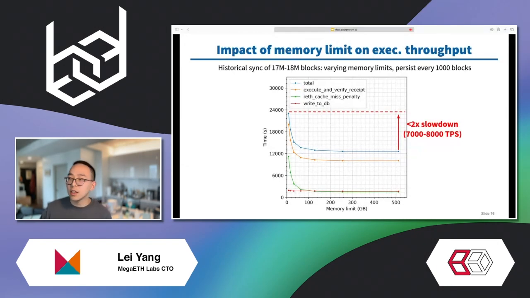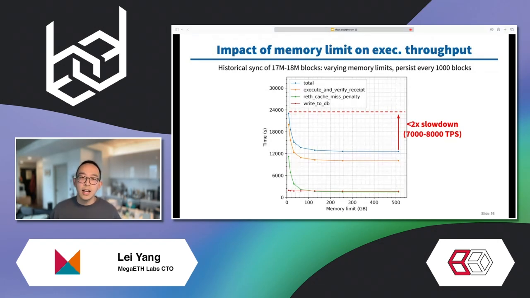And the other three curves on this plot give us some insights into why. From top to bottom, the orange curve is the time spent on actually executing the transactions. The green curve is the amount of time spent on loading data from the disk during execution. So it's a portion of the orange curve. And at the bottom, the flat red curve is the cost of writing the new states back to the database or to the disk. See that as we reduce the memory size, the total amount of time, or the blue curve, increases only because the green curve increases.